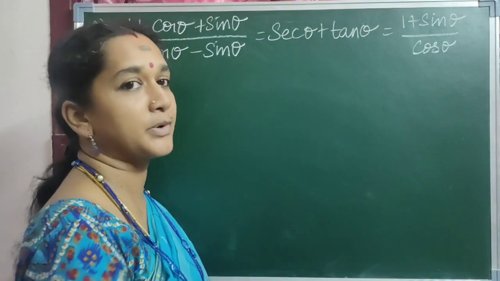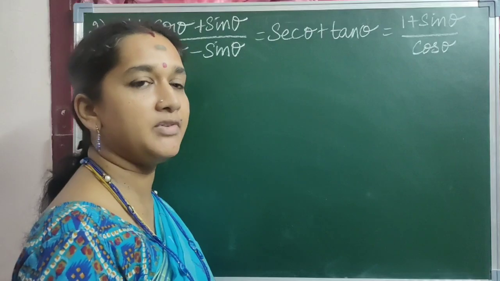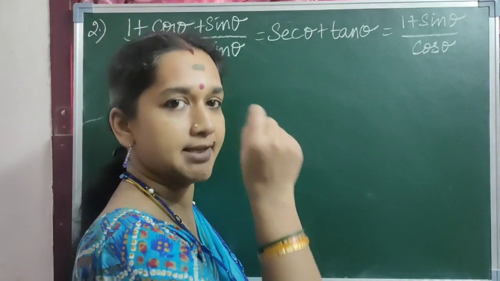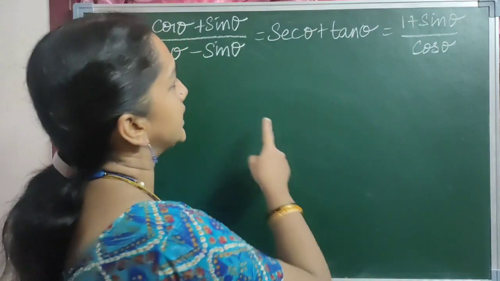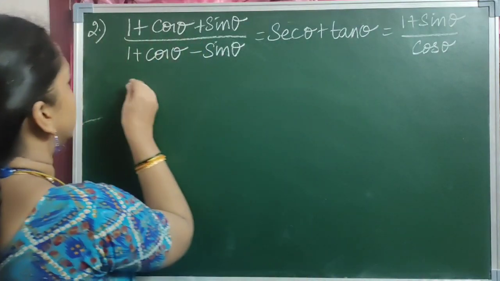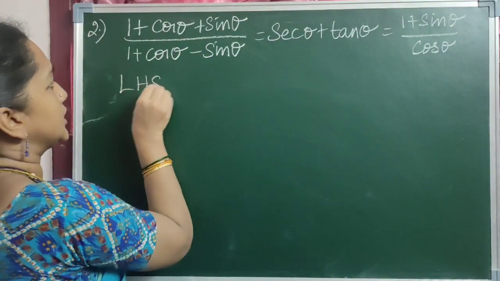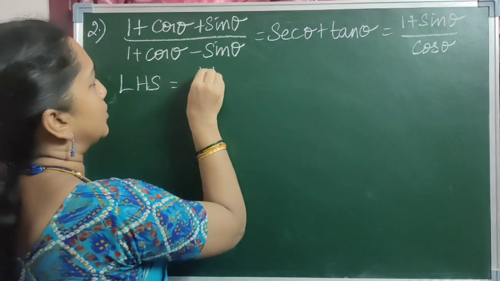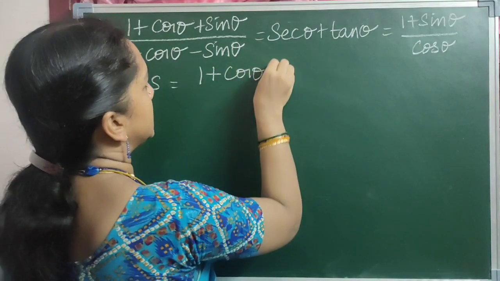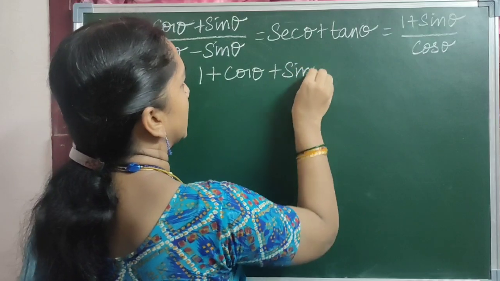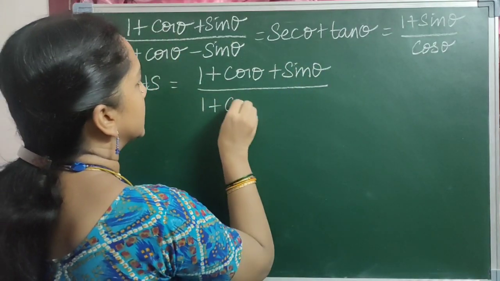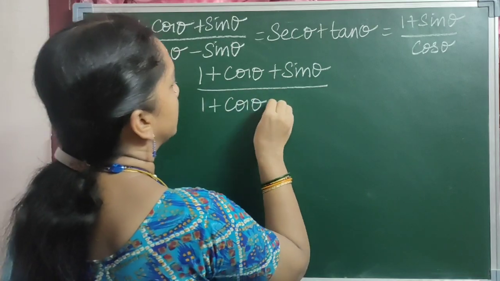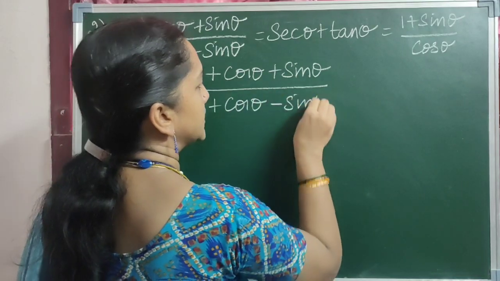This one is different from the previous sum. In the previous sum, I used the identities in the place of 1 and then I solved the sum. Here in this, it is entirely different. So, take this LHS: (1 plus cos theta plus sin theta) by (1 plus cos theta minus sin theta).